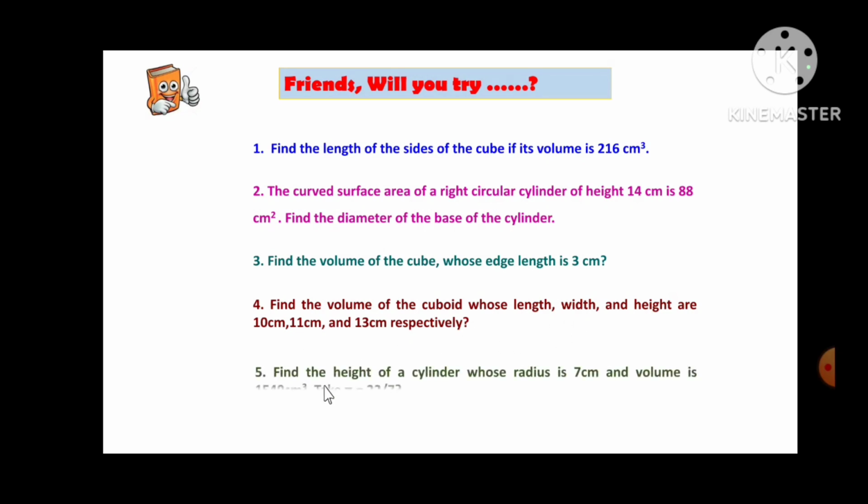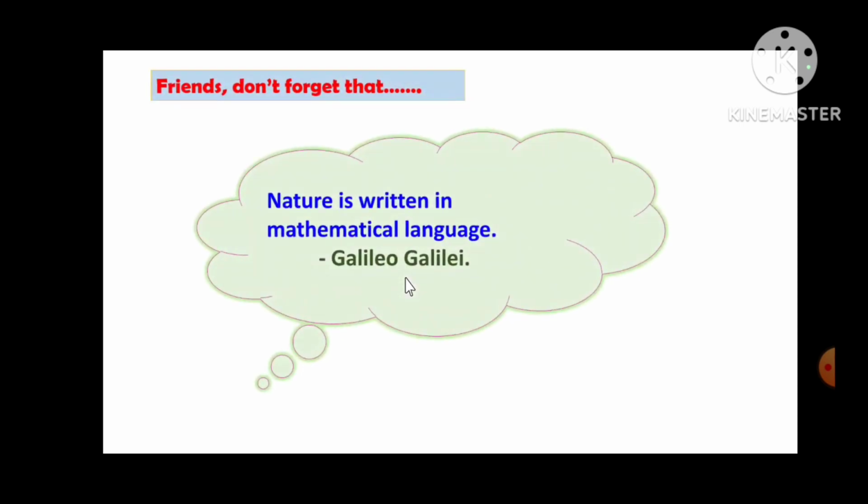Fifth one, find the height of a cylinder whose radius is 7 centimeter and volume is 1540 centimeter cube. Take here pi is equal to 22/7. So friends, try these problems by using the different formulas that we have discussed already. Friends, you should not forget the famous words of Galileo Galilei. He said that nature is written in the mathematical language.